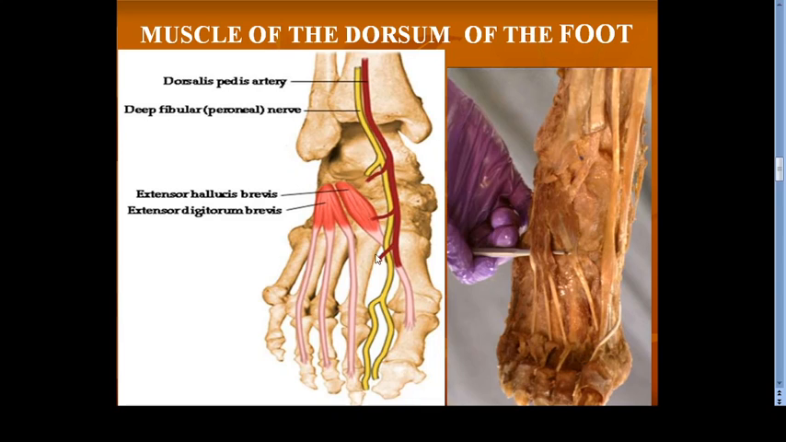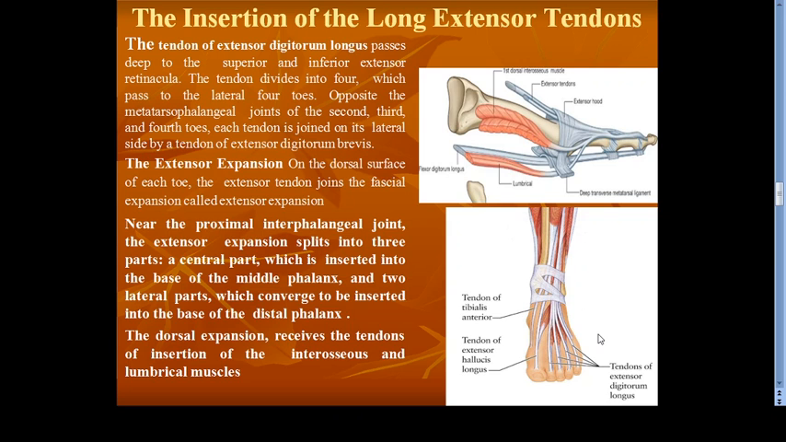So you can appreciate over here the muscle is taking origin from the upper surface of calcaneum and it is getting inserted over this area. You can see over here also. Now, how are the tendons of the extensors going to get inserted?